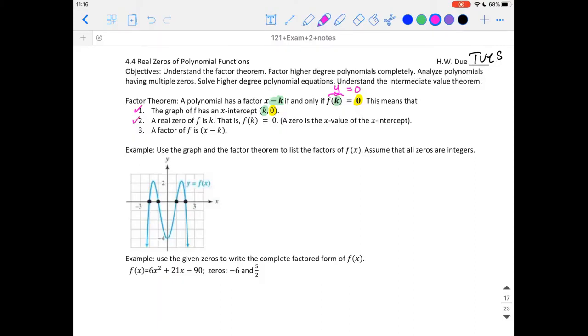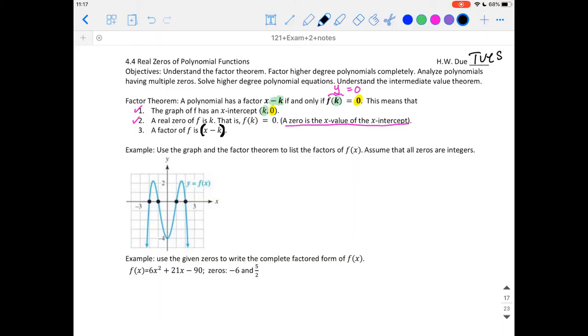Another thing that it means, number 2, a real 0 of f is k. That means that f of k is 0, and again a 0 is the x value of the intercept. And so it's technically what I just said a couple of seconds ago, but here written out. And number 3, a factor of f is x minus k. So the fact that it's a factor means that technically we're going to be putting it in parentheses here. So I'm going to stress those. And the factors are going to be multiplying each other out. So you'll see.